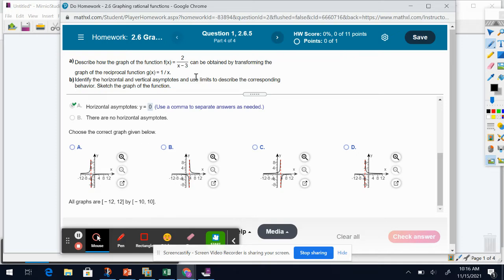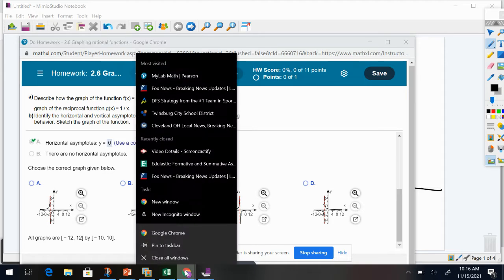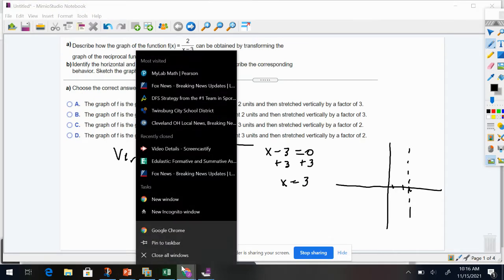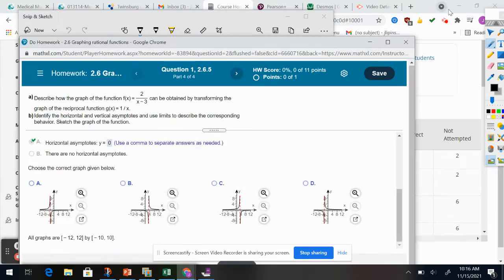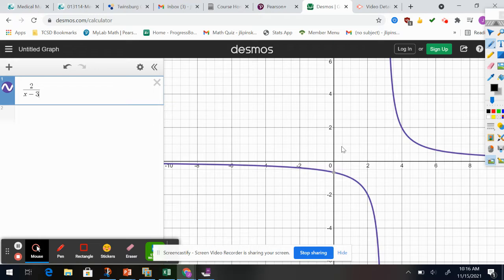So you should be able to go to Desmos. Do I have it open or not? No. Okay. So I want to go to Desmos and I want to put in, what was it? 2 over x minus 3. Look, you can just look at the graph.